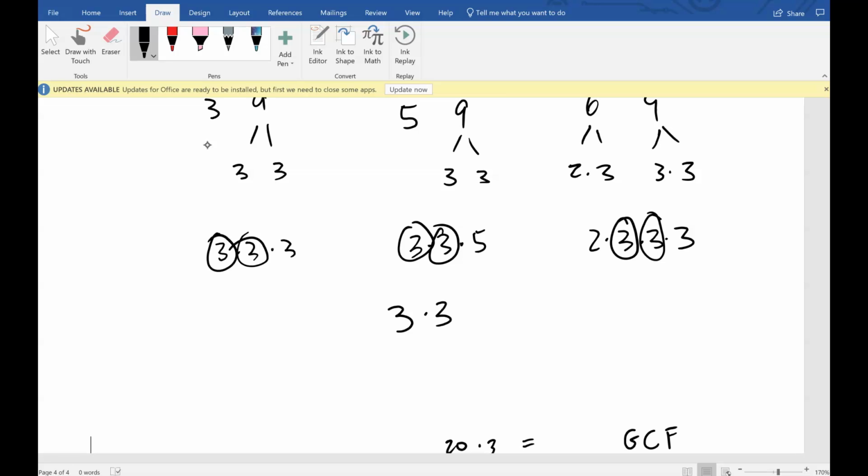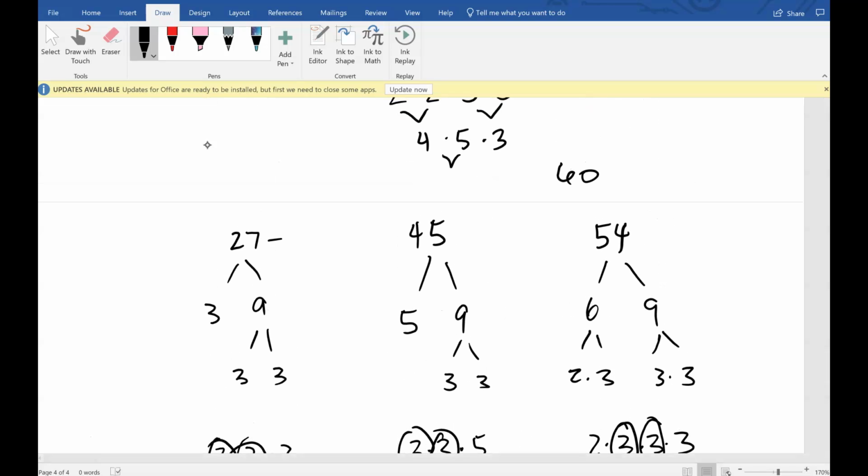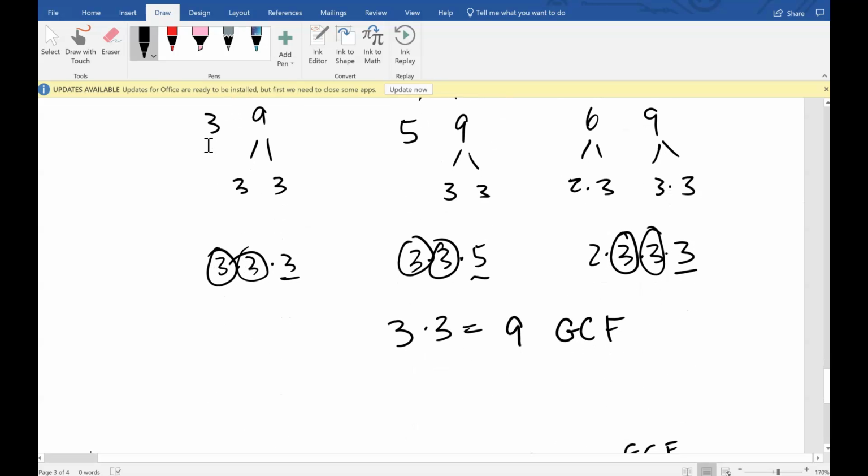And I think we've run out of common numbers because we have a 5, a 3, and a 3 left. There's not one number that's common to all 3 of them, so we're going to have to stop there. So the greatest common factor for these 3 numbers is 9. So 9 goes into 27, 9 goes into 45, and 9 goes into 54. That's the biggest number that goes into all 3. Okay?